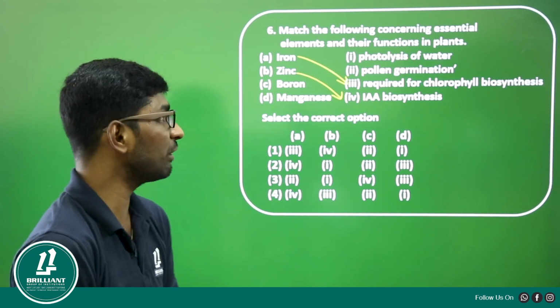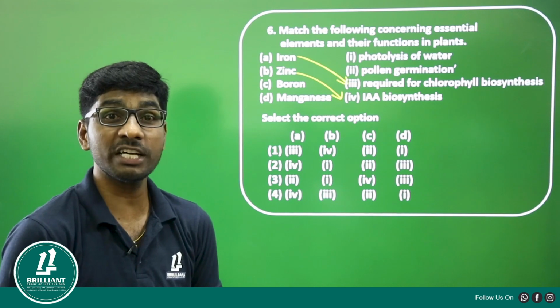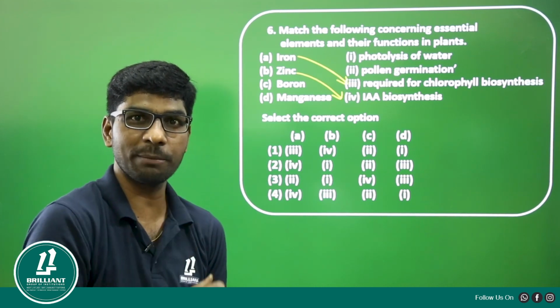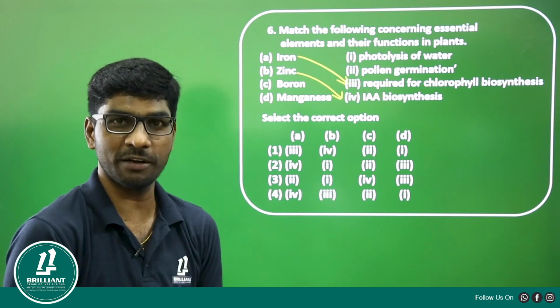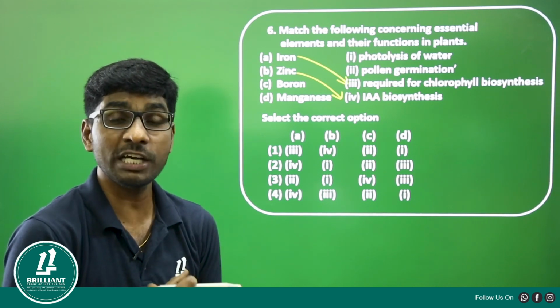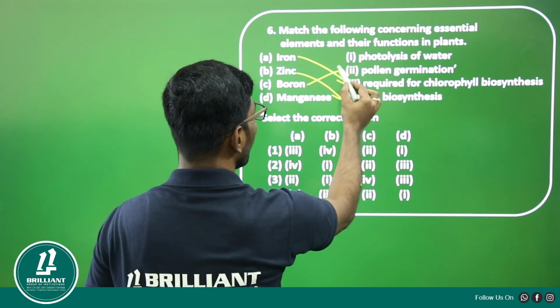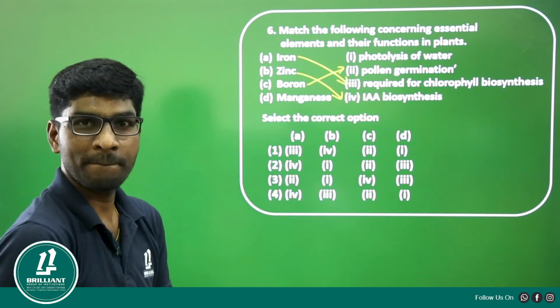Option C, boron, one of the micronutrients. Boron is essential for what? Pollen germination on stigma. When pollen grains are dropped on the stigma, pollen germination is essential. Which element is essential? Boron. So boron goes with pollen germination.